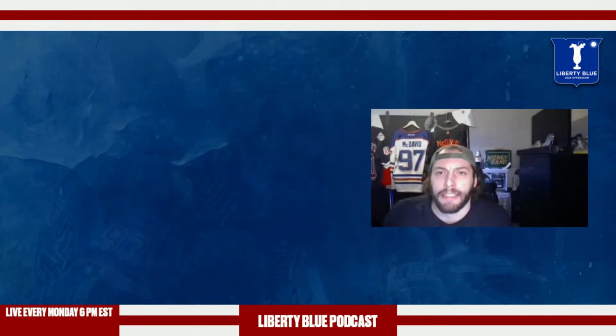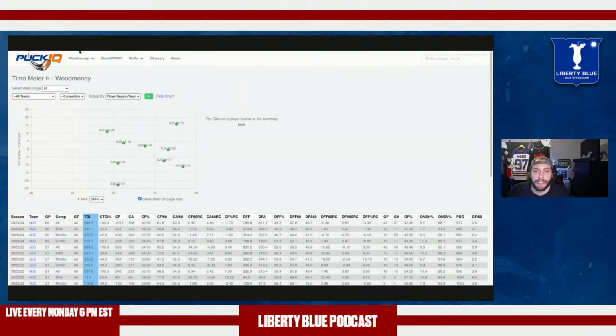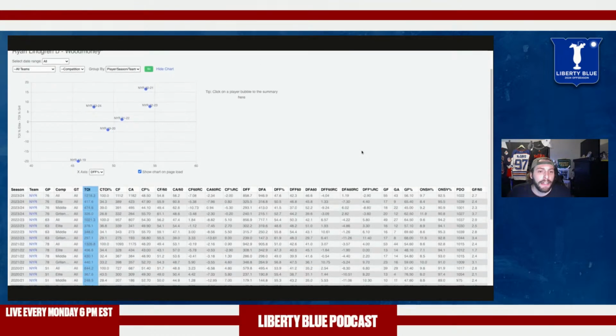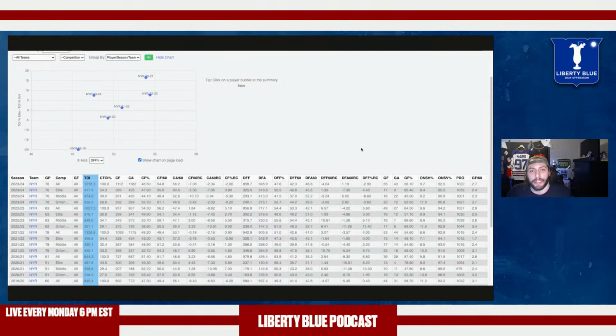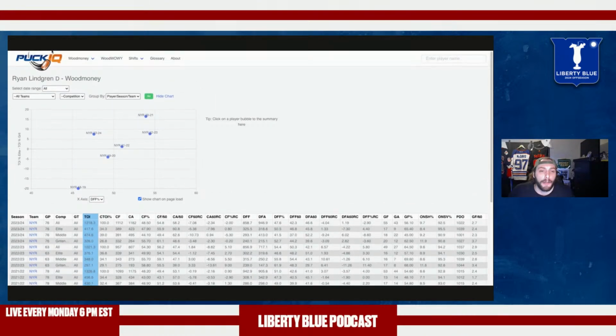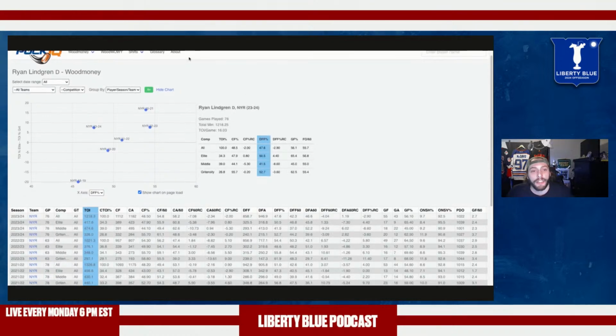So after we do common partner, and we're going to switch tabs here, the next thing we're going to look at is quality of competition. This is Puck IQ. This is a database that tracks the quality of competition for a player. It is a little wonky at times, but right now it looks like it's working. Okay, so we got a scatter plot here, X and Y axis in the top left. We're going to click on Lindgren's 2023, 2024. That's here. So what this is tracking is the type of opponent someone is on the ice against.